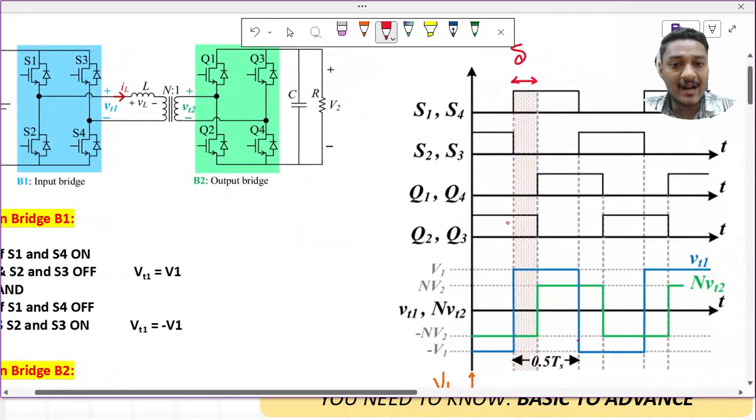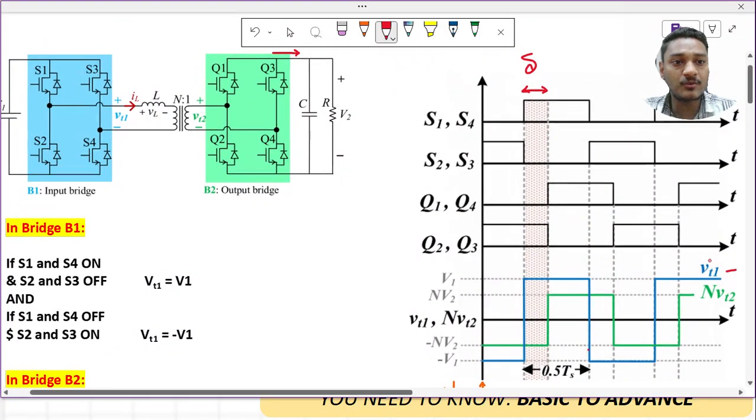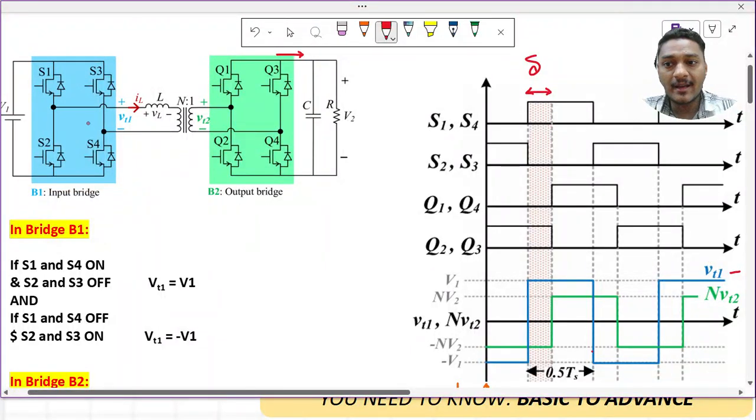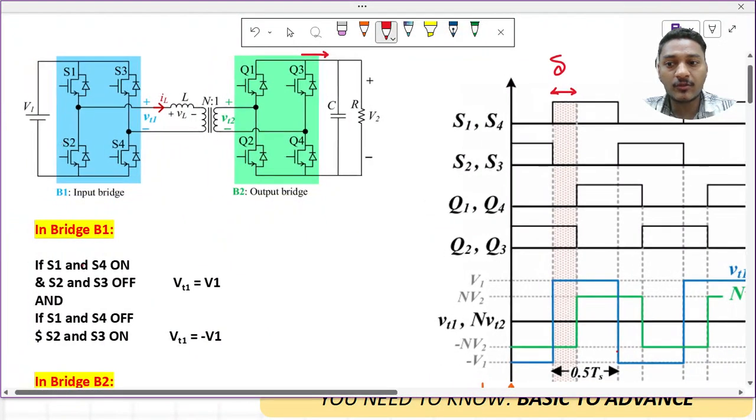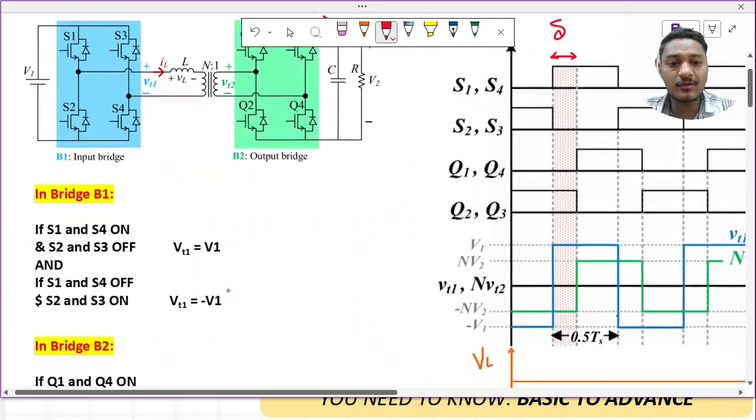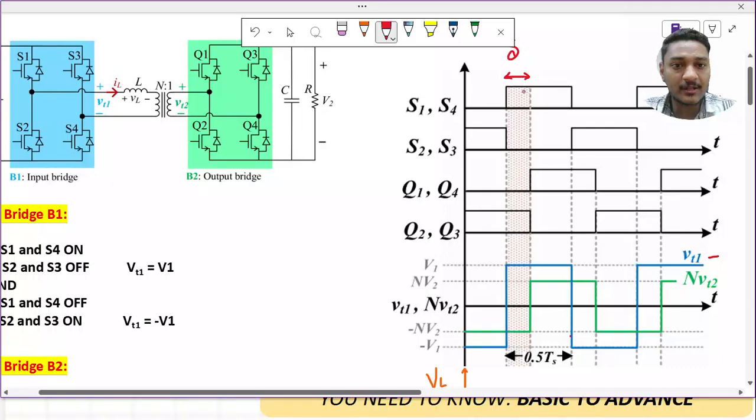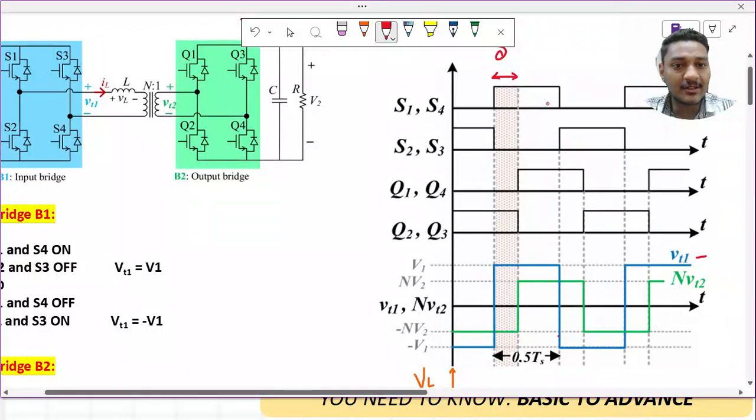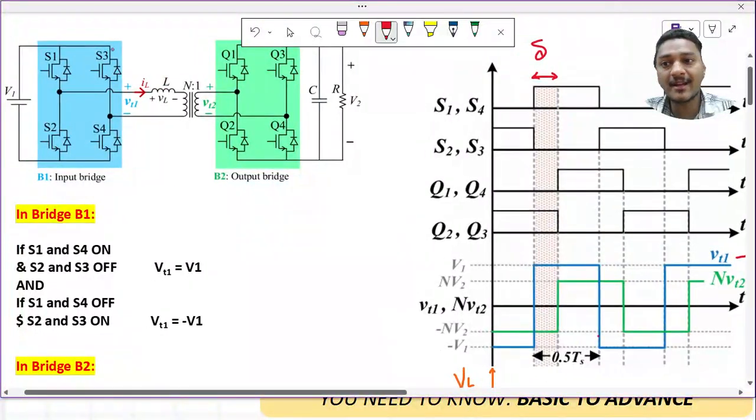Now we will start by analyzing the first waveform, VT1. When S1 and S4 are on, we are at this particular instant, and we know that when S1 and S4 are on, VT1 equals V1. So what I have drawn here in this particular zone is VT1 equal to V1, and between these points we are at V1. Now once S1 and S4 are off, what turns on in this bridge is S2 and S3.